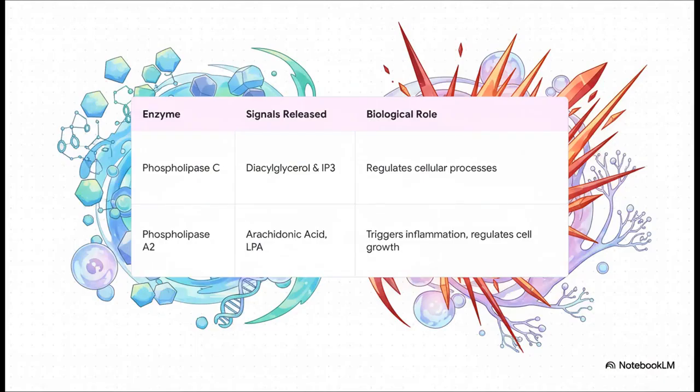In our bodies, of course, these molecular scissors are way more constructive. Different phospholipases make different cuts, releasing unique messengers. So phospholipase C, for instance, releases signals that regulate a whole cascade of internal cell processes. And phospholipase A2, the same type that's in venom, releases molecules that are absolutely crucial for triggering inflammation when we get injured, and others that are vital for brain development and cell growth.